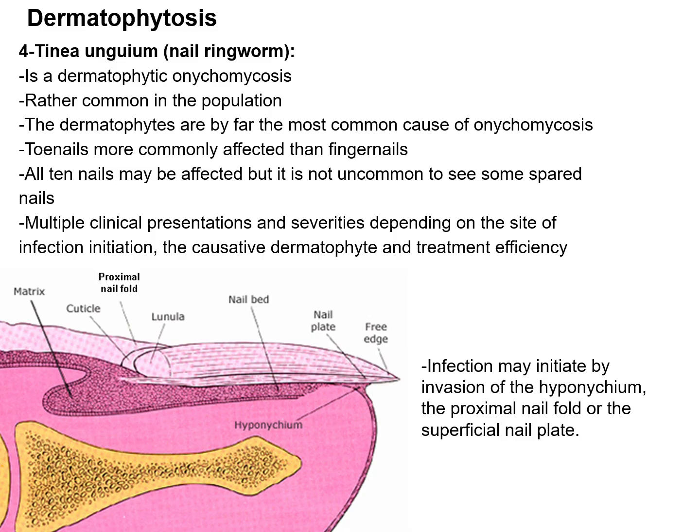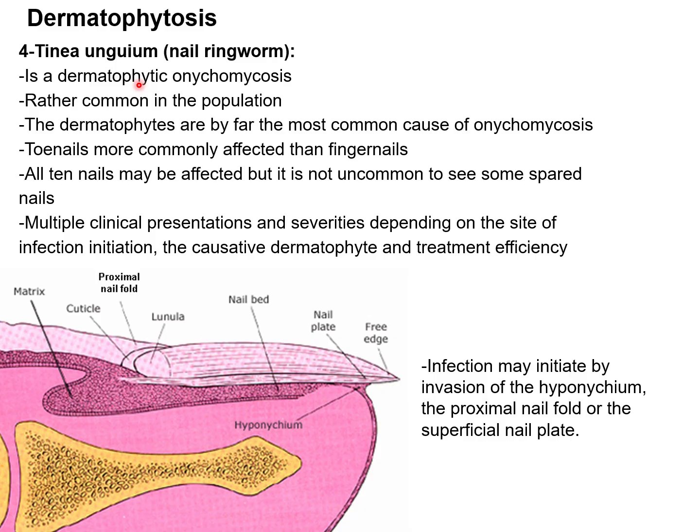Tinea unguium, or the nail ringworm. This is a dermatophytic onychomycosis. So what do I mean by this? Onychomycosis means a nail infection caused by a fungus. If it's specifically caused by dermatophytes, we call this tinea unguium. The term itself is reserved for onychomycosis caused by a dermatophyte, because there are other types of fungal agents that can cause infection of the nail.